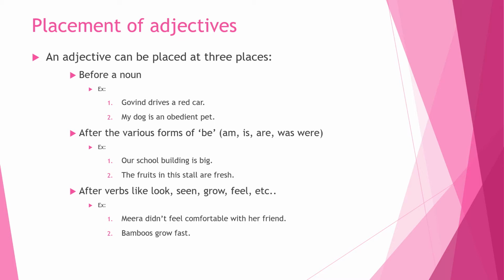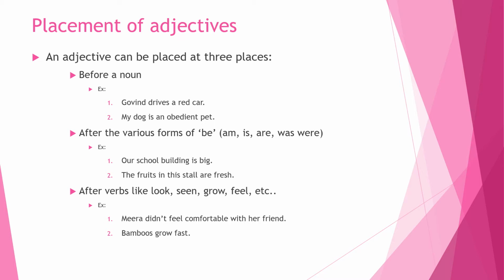In the next example, my dog is an obedient pet. In this sentence, pet is a noun and obedient is an adjective. As I told you, an adjective can be placed before a noun. In this sentence, pet is a noun and obedient, that is adjective, is placed before the pet.